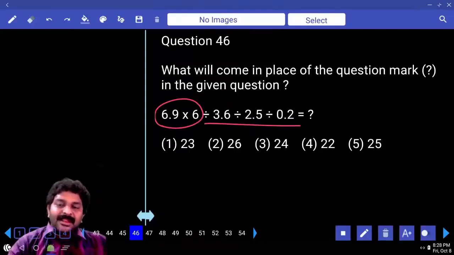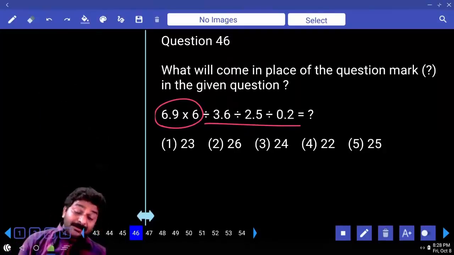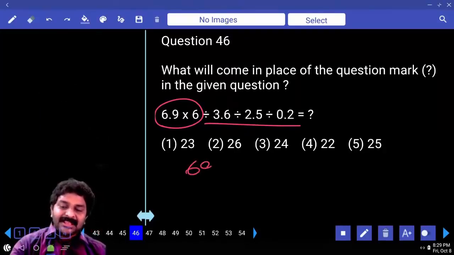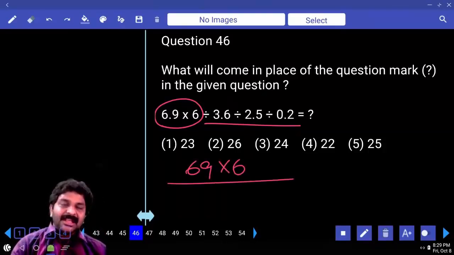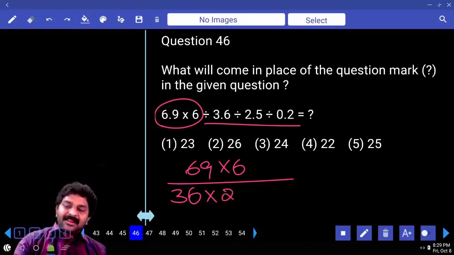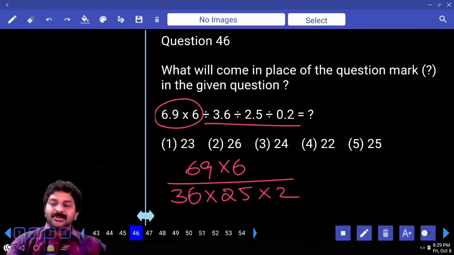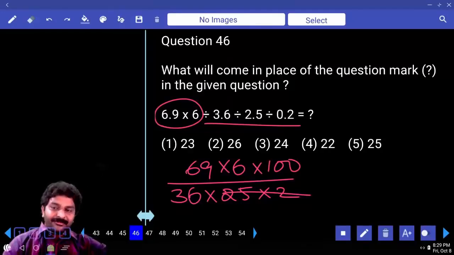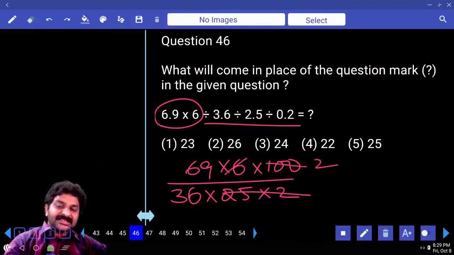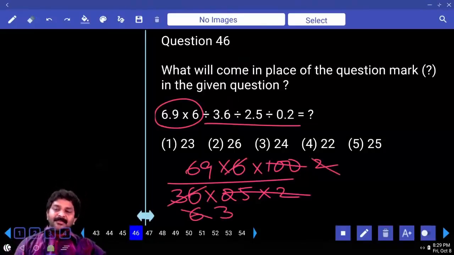So when you have continuous division, only this number comes in numerator and remaining numbers comes in denominator only. Right. In numerator, how many digits are there after decimal? Only 1. So we can write it as 69 into 6 and denominator 36 into 2.5 into 0.2 we are supposed to write. So instead of that, can we write it as 25 into 2? How many extra zeros are added here? So those 2 zeros should come in numerator only. Yes. 25 2 times 50. How many times is 100? 2. 6 times 2 3 times 69 by 3, 23. Final answer.